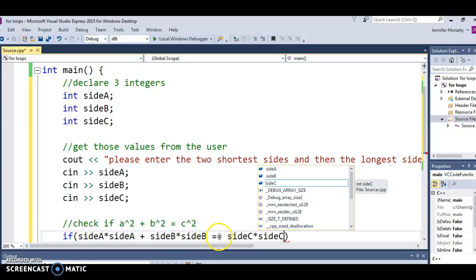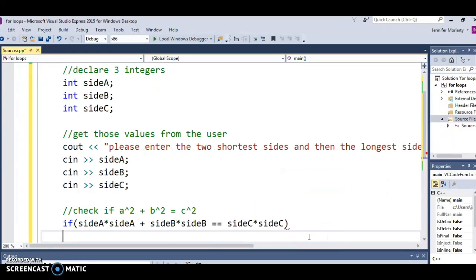Now I saw some advanced kids use a function to check this, and that isn't really necessary. You can just do this inside main. So if you get some help from an advanced student and they're like, write a function, no, just ignore them, okay? They're making it harder than it needs to be.